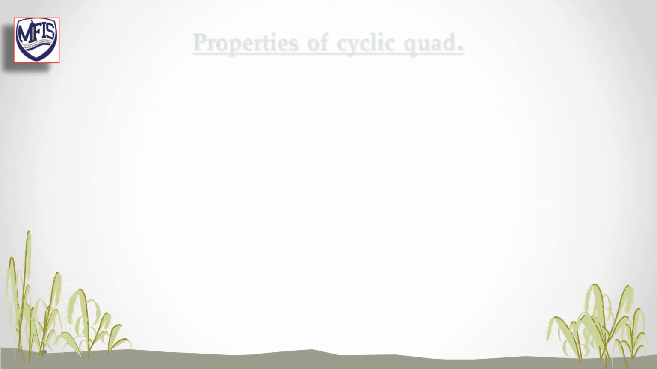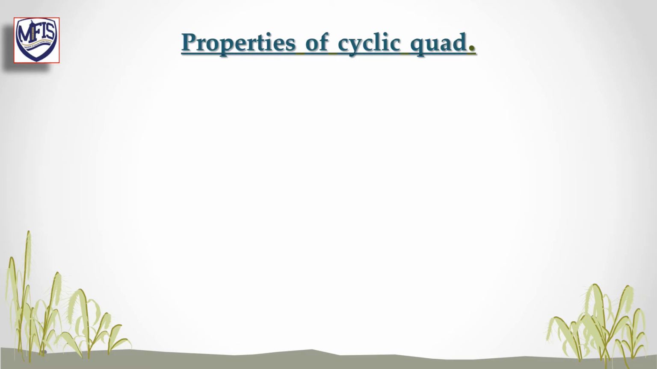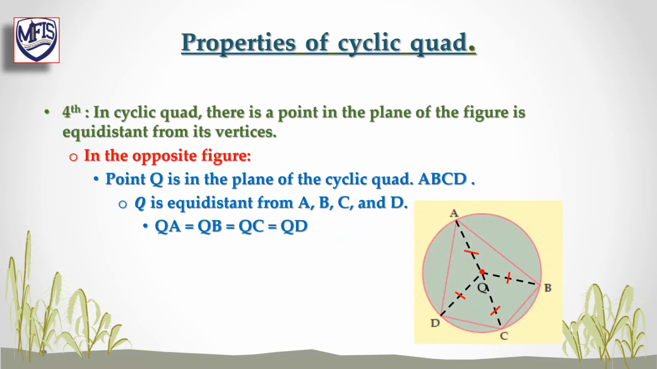Now the last property, property number 4. In a cyclic quad, there is a point in the plane of the figure that is equidistant from the four vertices of the cyclic quad. Look at the figure. Here I have cyclic quad ABCD and a point Q in the plane of the cyclic quad. This point is equidistant from the four vertices A, B, C and D. That means QA equals QB equals QC equals QD.